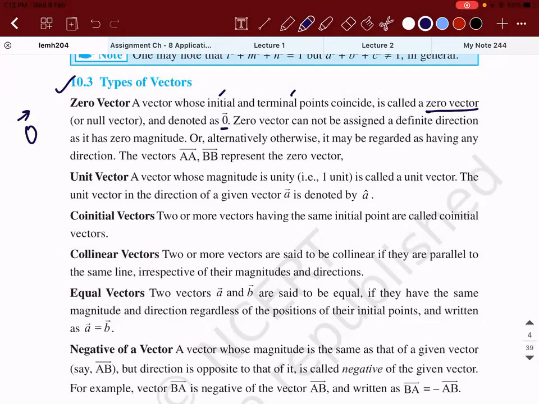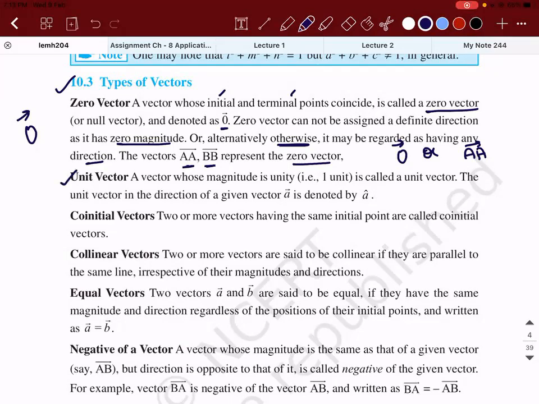A zero vector cannot be assigned a definite direction as it doesn't have any magnitude, or alternatively, it may be regarded as having any direction. Since you cannot assign a direction to it, you can say that the zero vector has a random direction. The vectors AA bar, BB bar are called zero vectors. You can either write them as the zero vector or as A and B, which are the same points. Then the AA vector is called the zero vector.